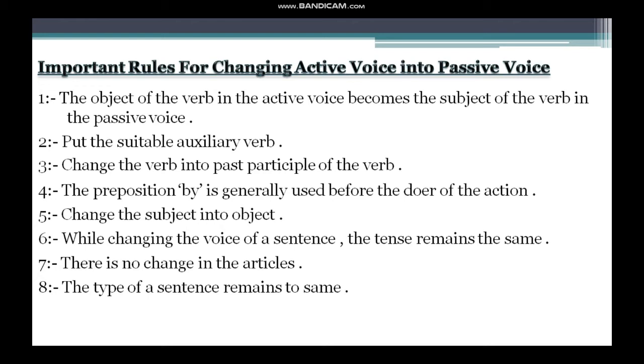Number 6. While changing the voice of a sentence, the tense remains the same. Means if the active voice sentence is given in present form, so we will change that same sentence into passive voice, but the tense will be in present. Seventh rule, there is no change in the articles. And eighth, the type of a sentence remains the same.